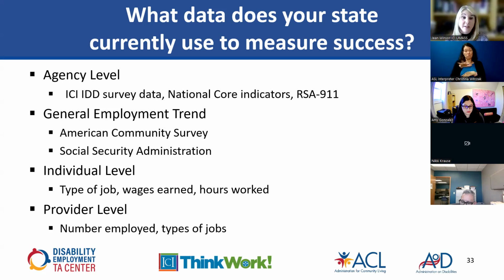So the agency level data from the RIDD survey, National Core Indicators, and RSA 911 provide a nice triangulation. I don't ever say one data set answers all your questions. I wish I could, but it provides a nice triangulation of different pieces that are happening within your state and how they interact with one another. And then there's the general employment trend data from the American Community Survey and Social Security Administration. And then there's the individual level and the provider level data, which is something that states have decided intentionally that they're going to collect and intentionally that they're going to use. So next slide, please.